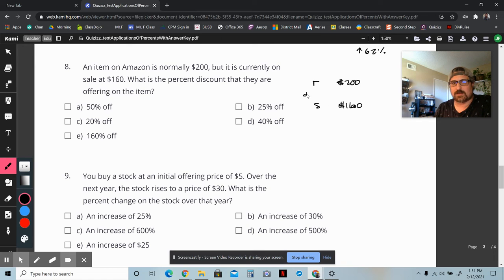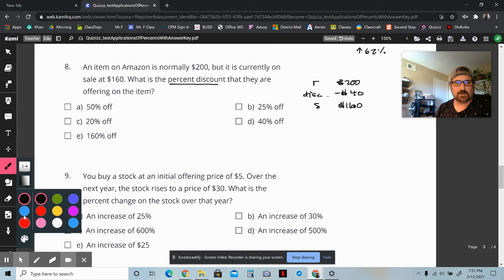So there was a discount that was being offered, and that discount had a value, obviously, of 40 bucks, right? They removed that $40. What was the percent discount? Okay, so basically $40 is what percent of 200? That's what you're really asking yourself, right?